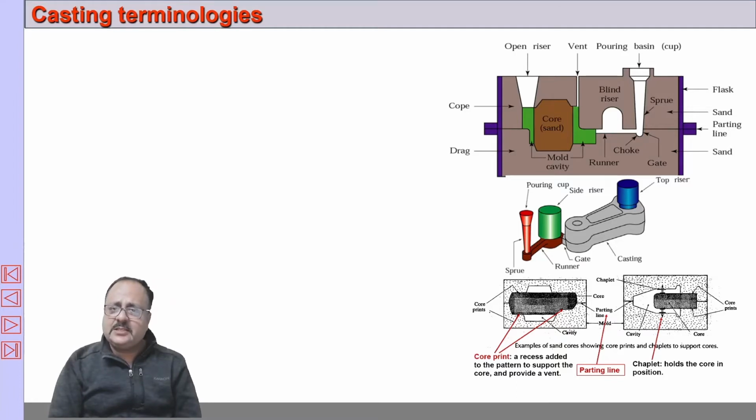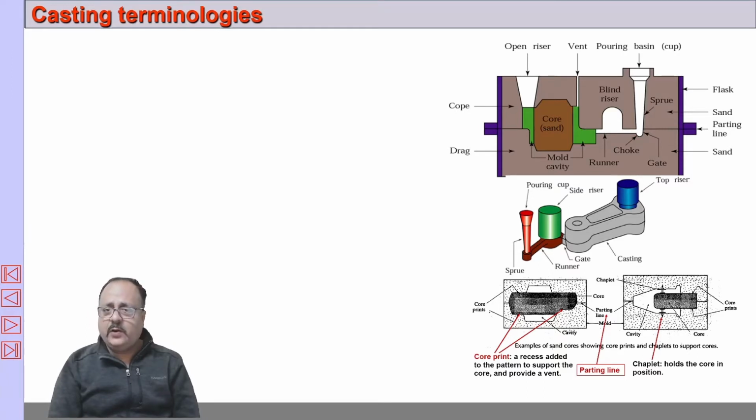Now, to insert this sand shape or the core in the mold cavity, we require to add a certain part to the pattern, to the core, or to the mold, which is known as the core print. Now this core print is the additional component that is added to the pattern, to the core, or to the mold, to locate and to support the core. Now you want the core to be positioned accurately. You do not want it to be displaced. Therefore, we have to locate it correctly.